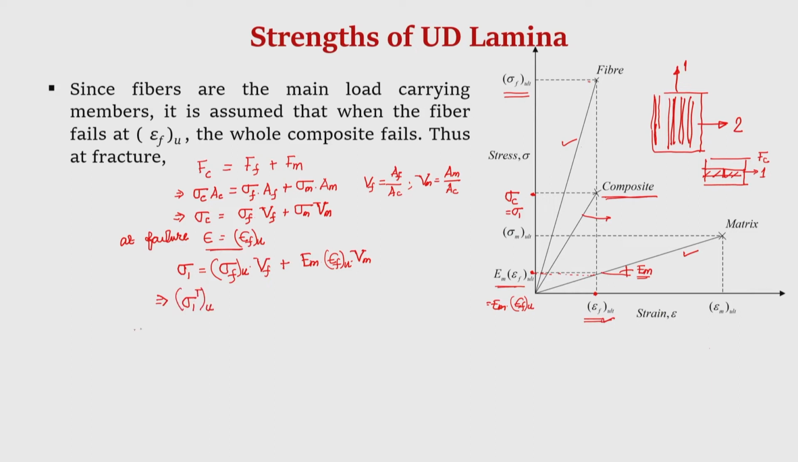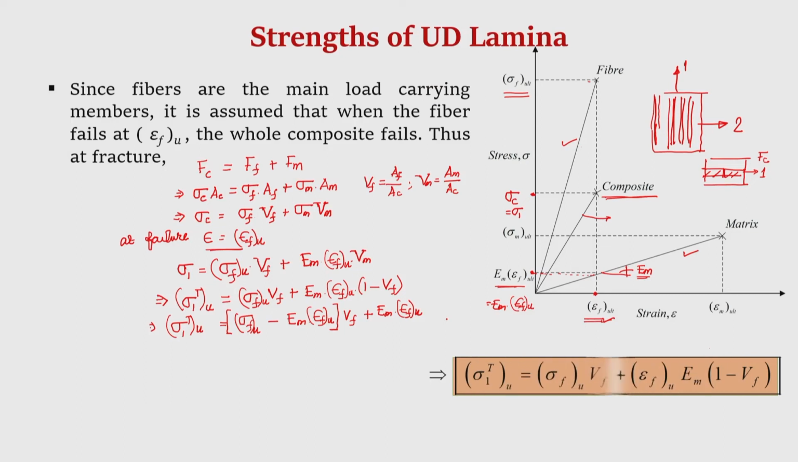So, we can write this as sigma t u, that means the longitudinal tensile strength of the lamina, and this is equal to sigma f u V f plus E m epsilon f u V m. Now, this V m could be written in terms of V f as 1 minus V f. So, this could be written as sigma f u minus E m epsilon f u into V f plus E m epsilon f u. Okay. This is the longitudinal tensile strength of the lamina.